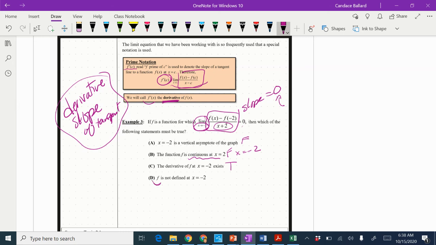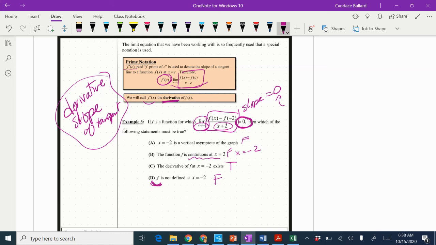F is not defined at x equals -2. So that's saying that the function is not defined. If I can get a value of that function, the value of the limit or a value of the slope or the derivative, then I know the function has to be defined. So this one is in fact false.